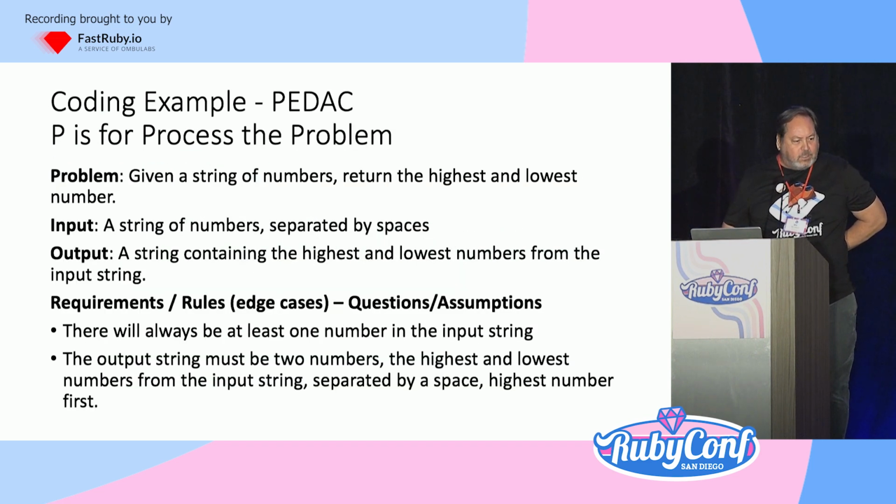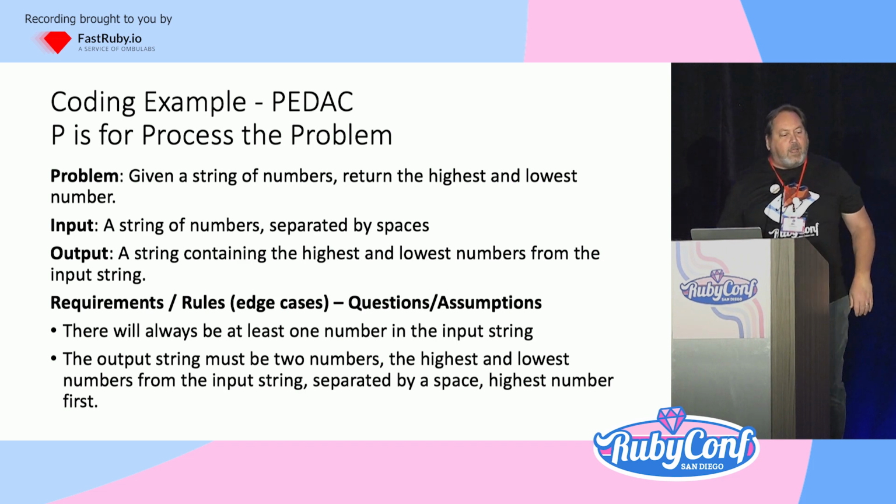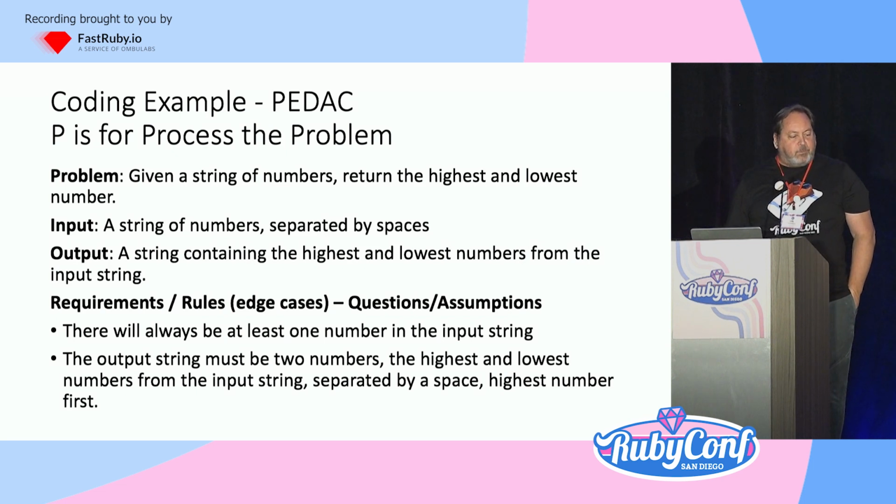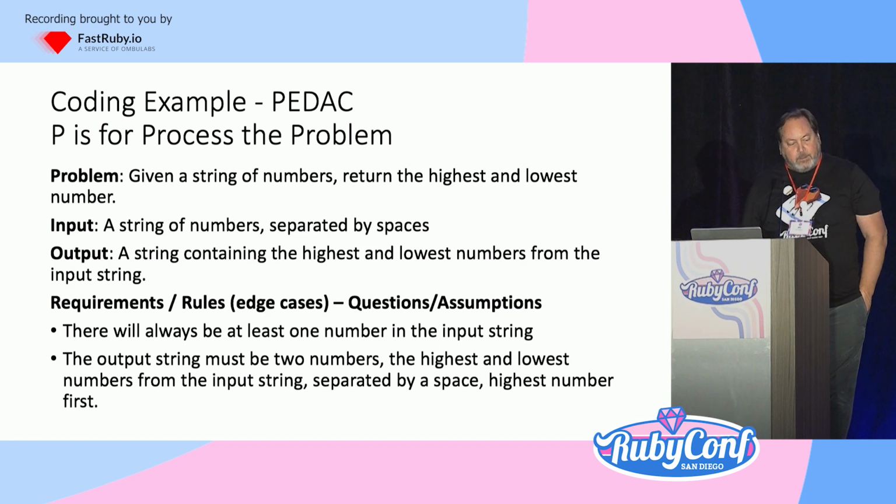So let's look at a real world short example, just a really simple problem so you can get the idea. P is for processing the problem. So given a string of numbers, this is the one I did recently, just trying this out to see how it works. Given a string of numbers, return the highest and lowest number. The input's a string of numbers separated by spaces. The output is a string containing the highest and lowest numbers from the input string.